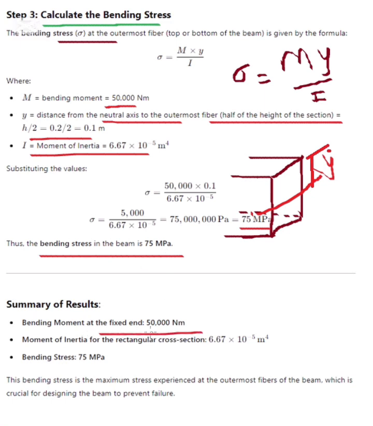The bending moment at the fixed end is 50,000 Newton meter. The moment of inertia of the rectangular cross section is 6.67 into 10 power minus 5. Bending stress is 75 MPa. Bending stress is the maximum stress experienced at the outermost fibers of the beam, which is crucial for designing the beam to prevent failure.